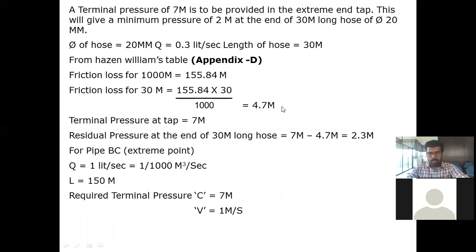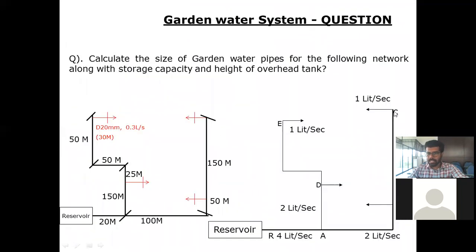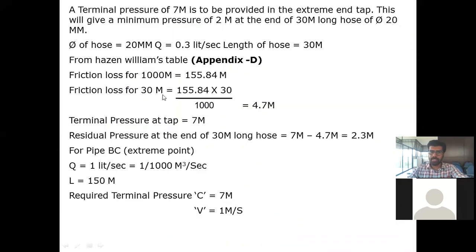2 plus 4.7 is equal to 6.7. So you can write it as approximately 7 meter. 6.7 you can just approximately write as 7 meter. So a terminal pressure at the tap. At the tap here, in the sense, it is this point C only. The terminal pressure needed at this tap C is approximately 7 meter. Actually, it is 6.7. We can just round it and write 7.